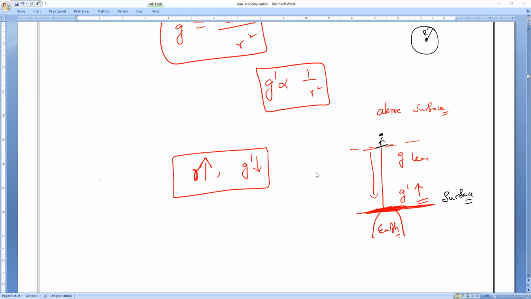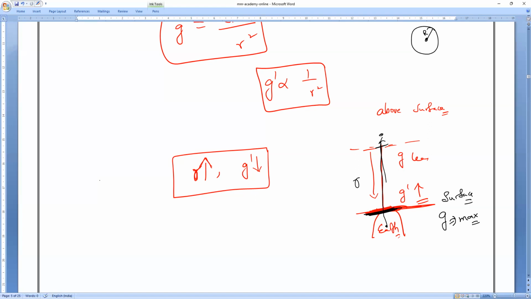To see now, what will happen? If R, the distance between the object and the earth, keeps on increasing, the G value keeps on decreasing. As this R value keeps on decreasing, the G value keeps on increasing. So where does the G value become maximum, everybody? The G value is maximum at the surface of the earth.